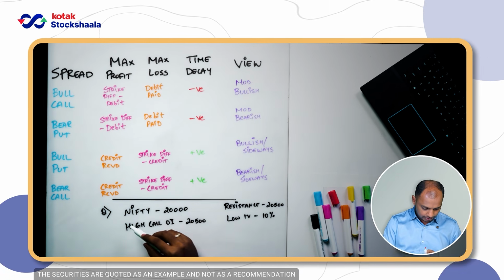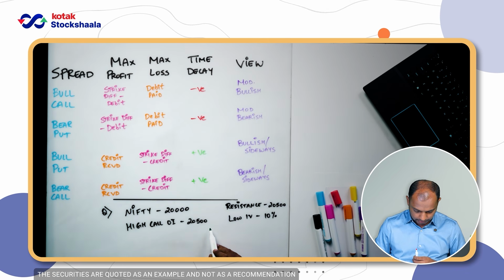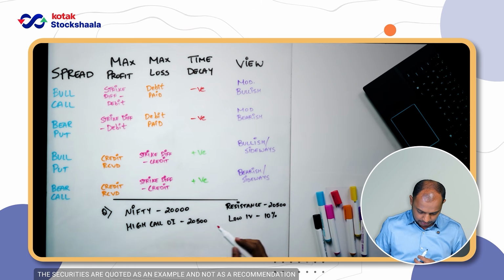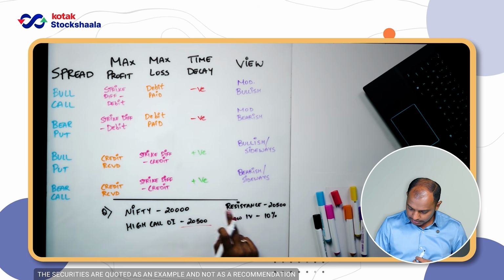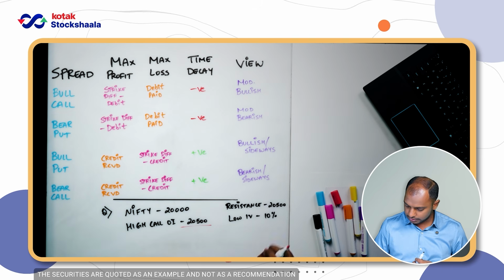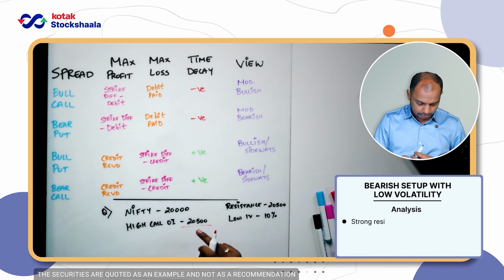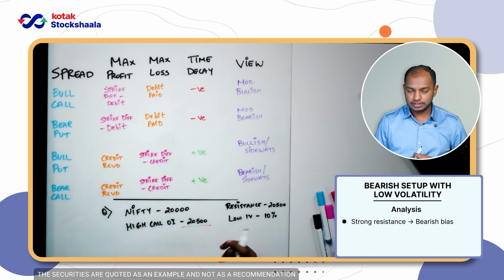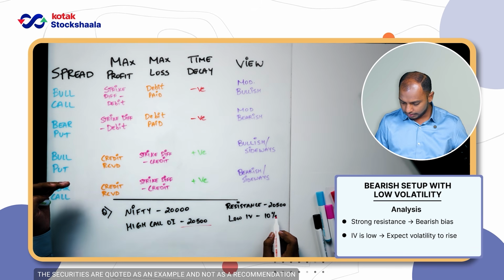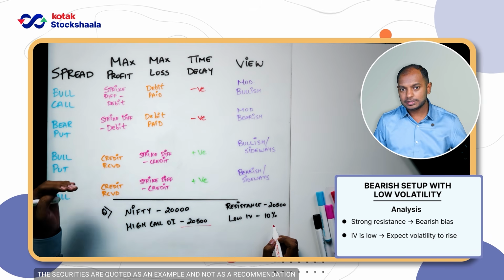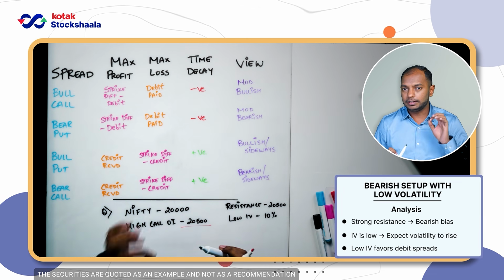Let's find out. So here, Nifty is at 20,000 and there is high call OI at 20,500, which means call OI represents resistance. So there is resistance at 20,500 and again, price action resistance is also at 20,500 and there is low IV. So in this case, we can see that clearly the market might be bearish, which means we should also look at both the bearish strategies. But since the IV is low at just 10%, we know that if the IV is low and expected to rise, then we have to go for a net debit spread.